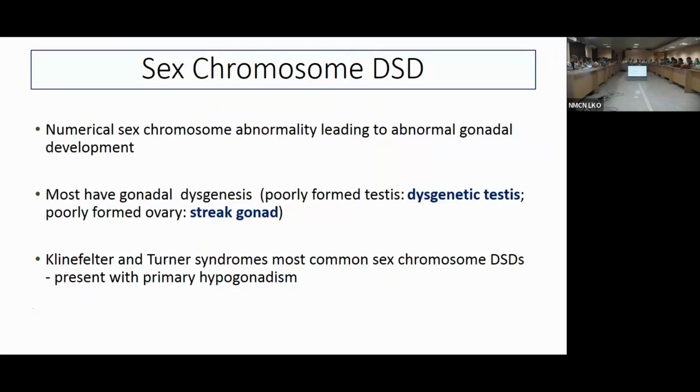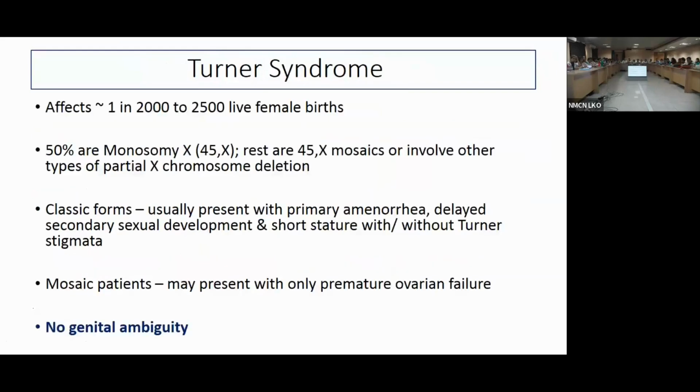The most common sex chromosome DSDs are actually Klinefelter and Turner syndrome. But please remember, neither Klinefelter nor Turner presents with ambiguous genitalia. Both of them present with primary hypogonadism, so the manifestation mainly will be delayed secondary sexual development.